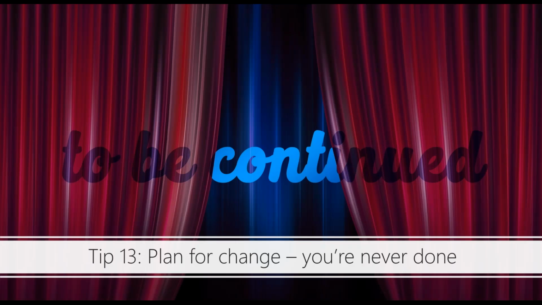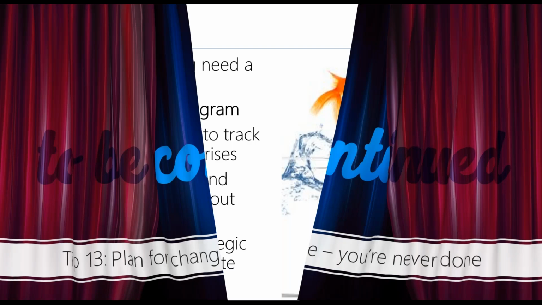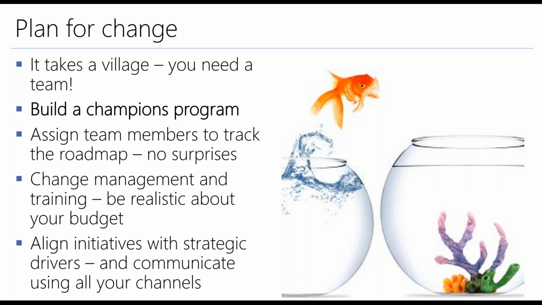And so I've gone through 12. I'm going to give you a baker's dozen of tips. The last tip really is to plan for change, because a good intranet is never done. You need to think about how we are going to make sure that we keep on top of what's changing in Microsoft 365. What needs to be updated in our governance and our training content?